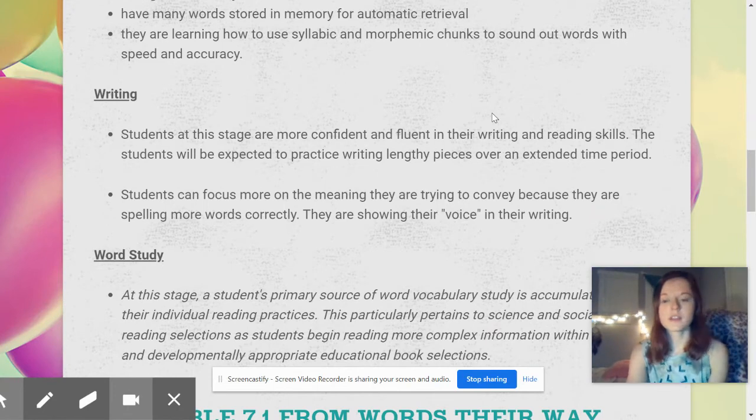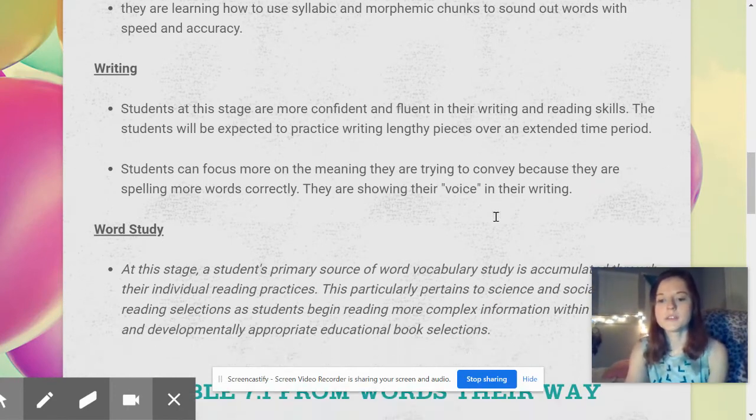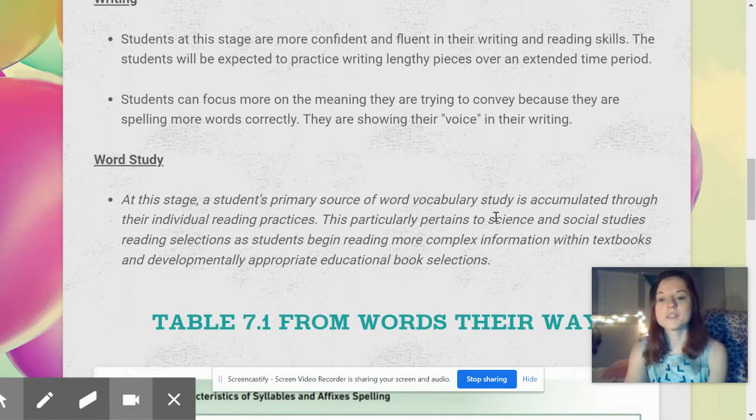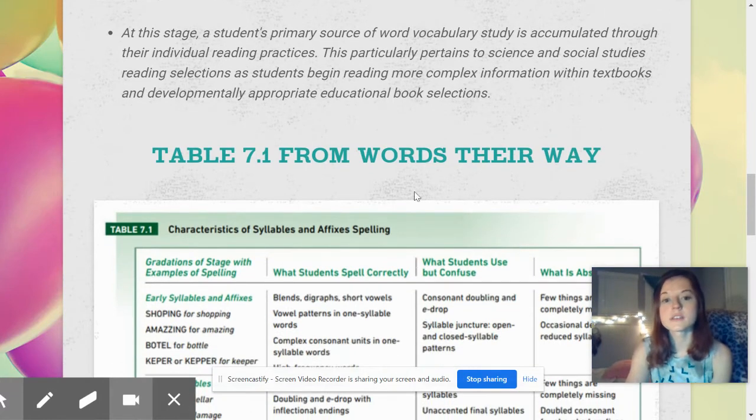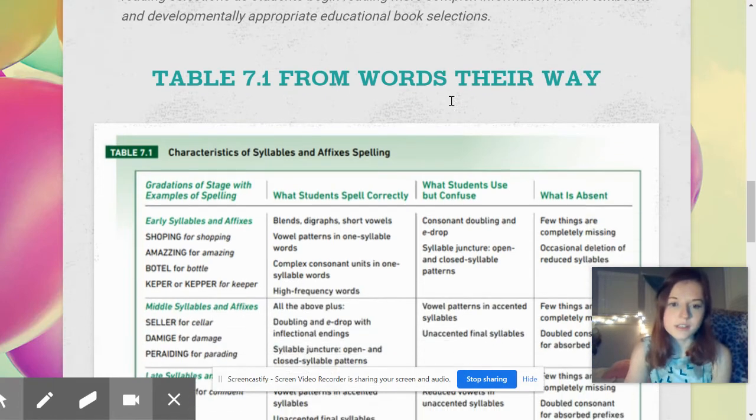For writing, they're also more fluent and confident and are expected to write longer pieces, sometimes over an extended period of time. And for word study, students have enough tools and strategies at this point to accumulate this through their independent reading practices, and will practice reading more complex books as they go through their studies. But it is always important to make sure it's developmentally appropriate.